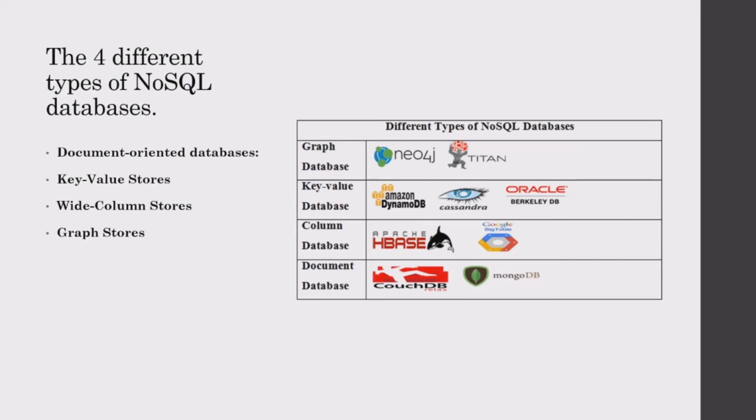Hi, my name is Andres Castro Cabrera and I'm going to talk about two of the four principal types of NoSQL databases. First of all, there are four different types of NoSQL databases: document-oriented databases, with two examples being MongoDB and CouchDB; key-value store databases, with Amazon DynamoDB, Cassandra and Oracle Berkeley DB; wide column databases like Google Bigtable and Apache HBase; and last, graph databases such as Neo4j and Titan.